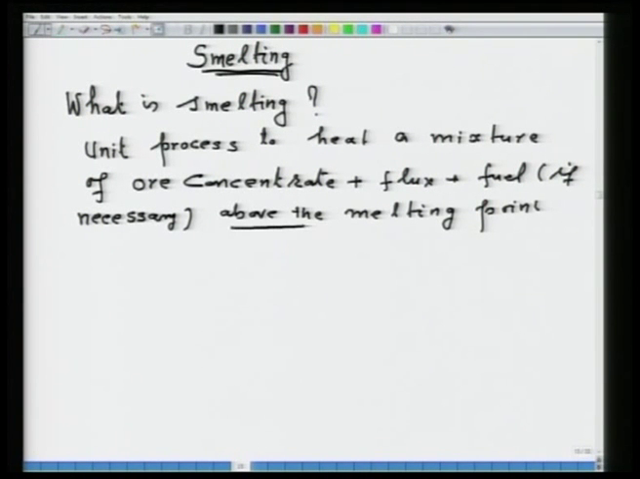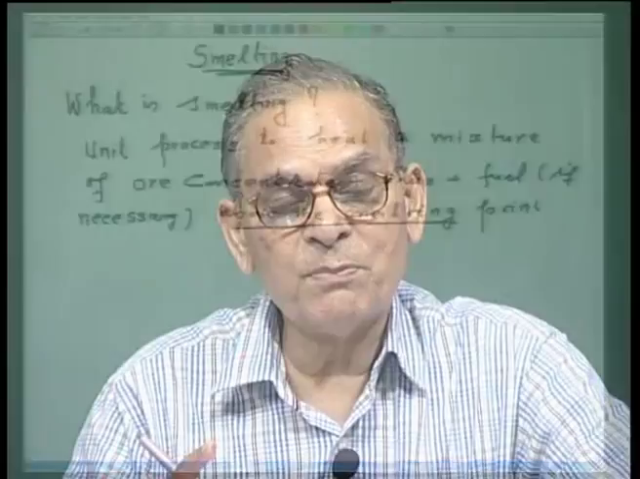Now, this above the melting point is different than what was in the roasting. In the roasting, we were carrying out the process below the melting point, so that the initial state of the raw material was solid and final state is also solid. But in case of smelting, the initial state of the raw material is solid, but the final state is the liquid and gases. So, that is a very important difference between the two.